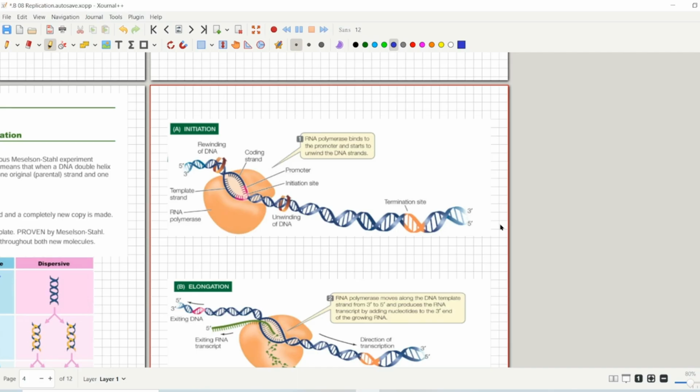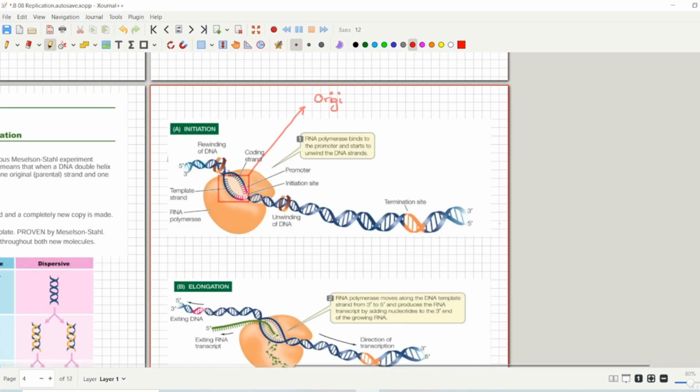So the first phase is the initiation phase. In the initiation phase, there is a formation of a bubble, and that bubble is called the replication bubble. As you can see in front of you, there is a bubble-like structure, and it is called the replication bubble, and it is formed at a particular site, and the site is called the origin of replication. So the site where it starts is called the origin of replication.